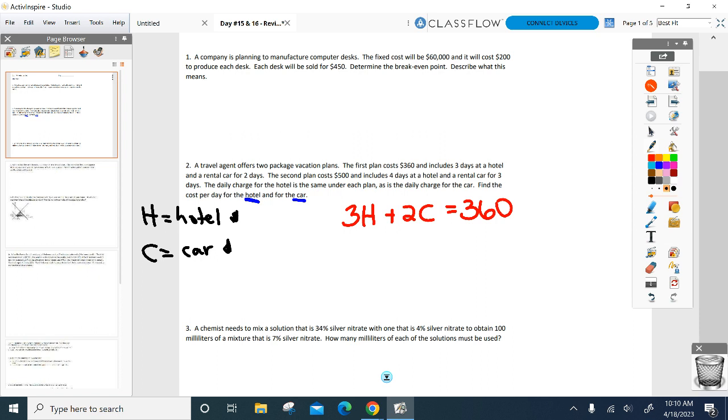Don't make it difficult on you. There's no decimals here, percents, which are nice. What's the next plan? $500 for 4 at the hotel and 3 in the car. $500.